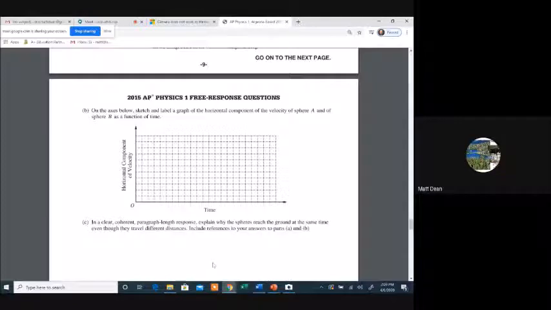So as you can see, there's usually a couple of short answer pieces. Sometimes they're involving graphs. Like in part A, you had to do a free body diagram. In part B, you had to do a sketch of a graph. And then eventually you're going to get to part C, where it says in a clear, coherent paragraph length response, explain why the spheres reach the ground at the same time, even though they travel different distances. And then they want you to refer back to either the data or the chart.